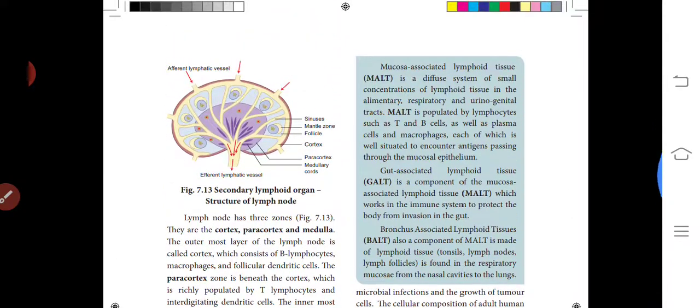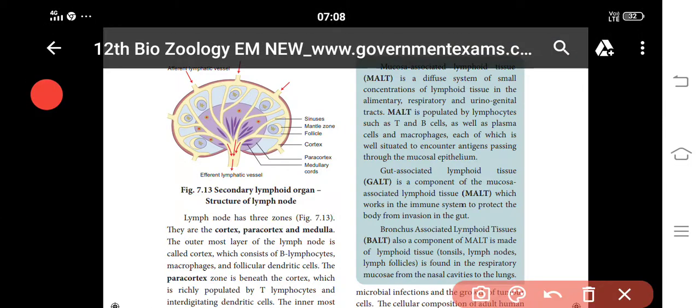The lymph node has three regions: cortex, paracortex, and medulla. The cortex is the outermost layer. B lymphocytes and follicular dendritic cells are present in it.